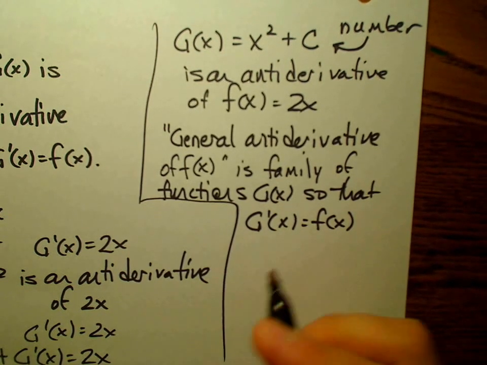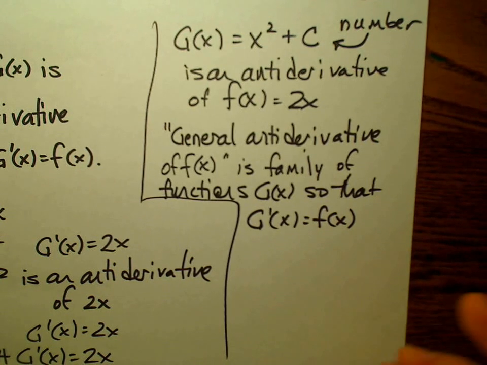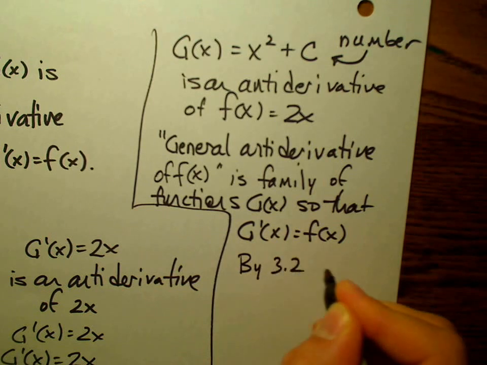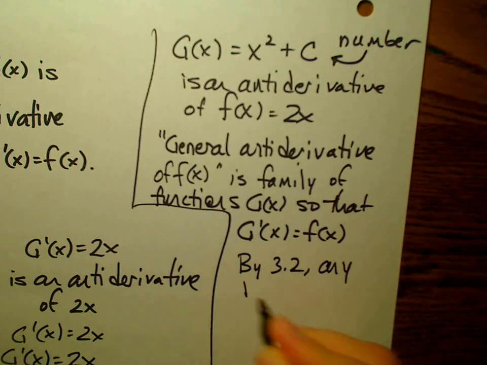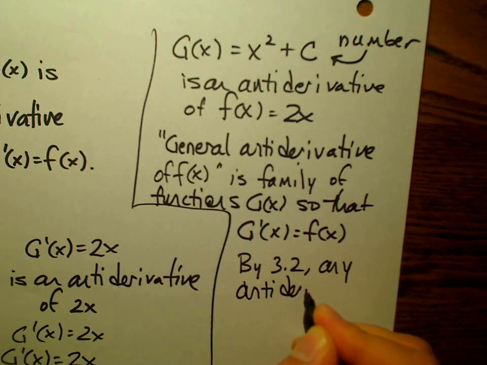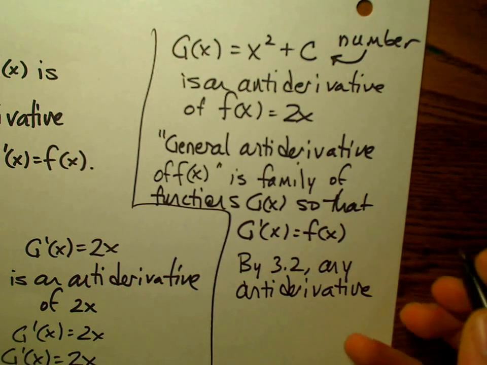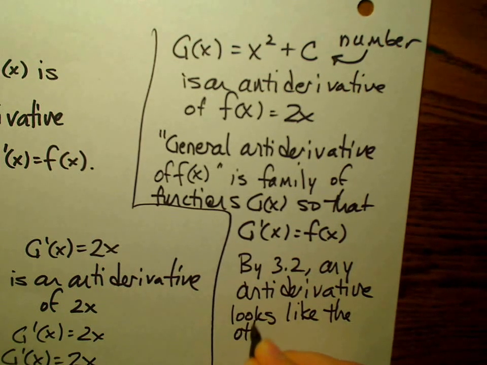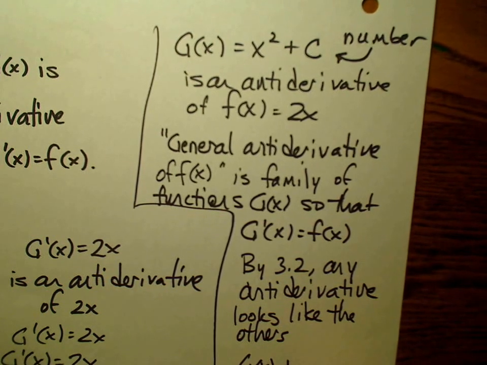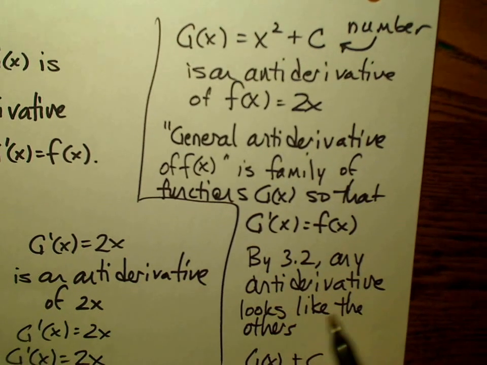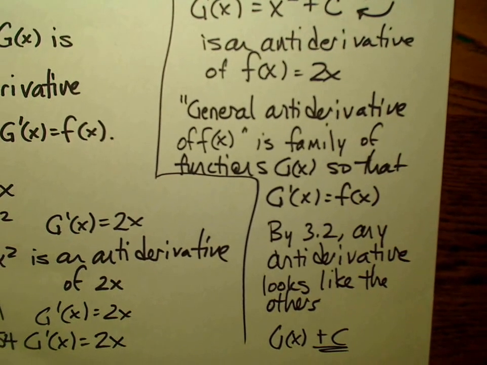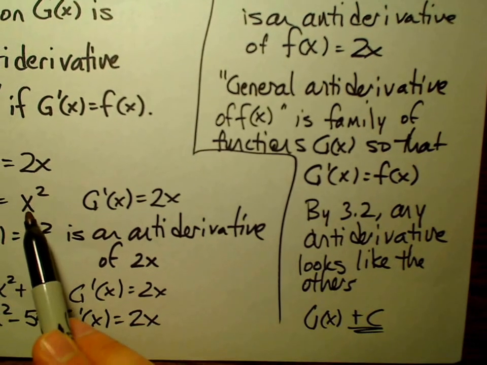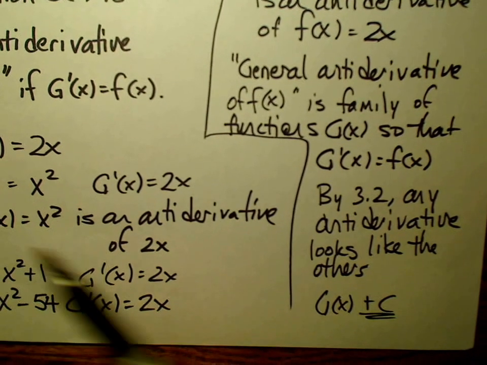This is a consequence of the mean value theorem back in 3.2. It's tucked in the very end of section 3.2. So by 3.2, any antiderivative, if it's on a continuous chunk of that function, they all look like the others. You just take the original antiderivative you're interested in, g of x, and the other one's going to look like g of x plus c. And so in the end, the challenge is going to be going from something like 2x and coming up with whose derivative that is.